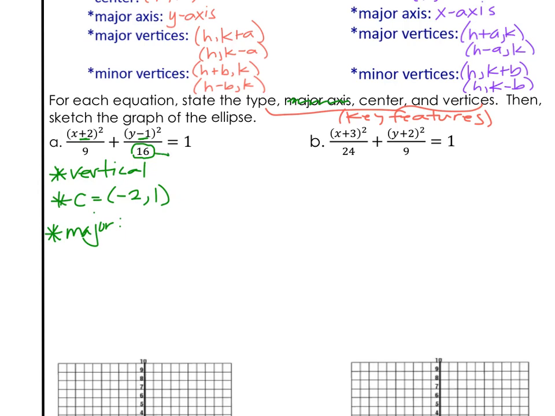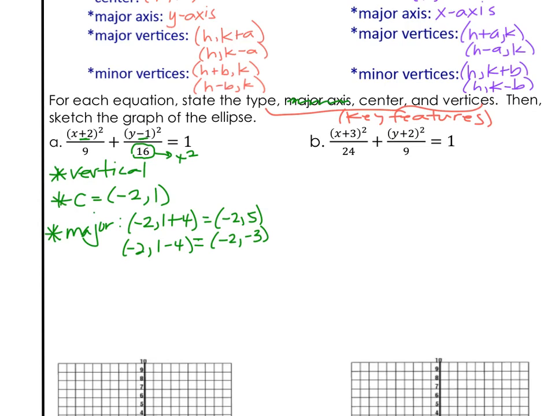Our major vertices, we'll take our 16, which is the same as 4 squared. And from the center, we'll count up 4 and down 4. And it looks like this. Negative 2. If we do 1 plus 4, that would be negative 2, 5. If we count down 4, 1 minus 4 would be negative 2, negative 3. Those are our two major vertices.